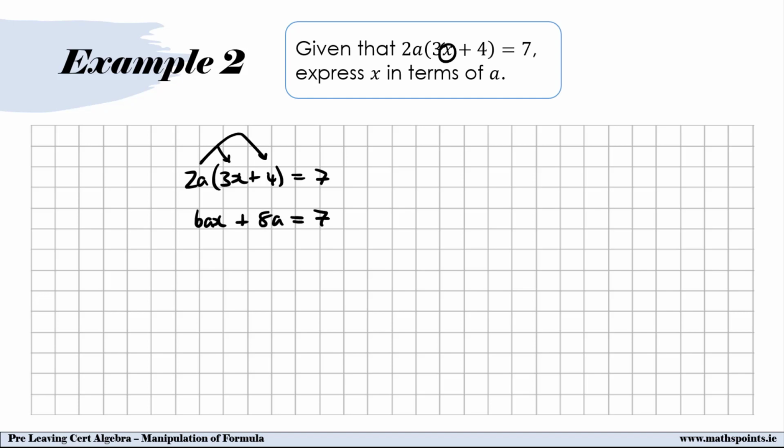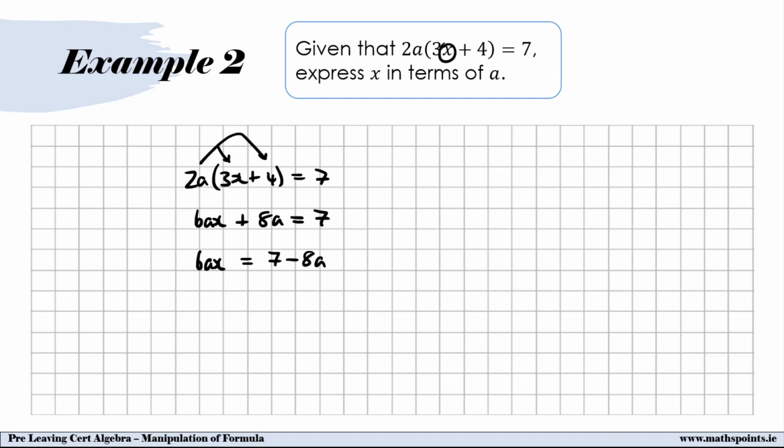So remember, when we have a bracket, what we do is we multiply the term outside of the bracket by all of the terms inside of the bracket. We're trying to get x by itself, so we want to get rid of the plus 8a that's beside it on the left hand side. To get rid of a plus 8a on the left hand side, we'll subtract an 8a from both sides. So if I subtract an 8a from the left hand side, I have 6ax, and then 8a minus 8a is 0. And then if I subtract an 8a from the right hand side, I have 7 minus 8a.